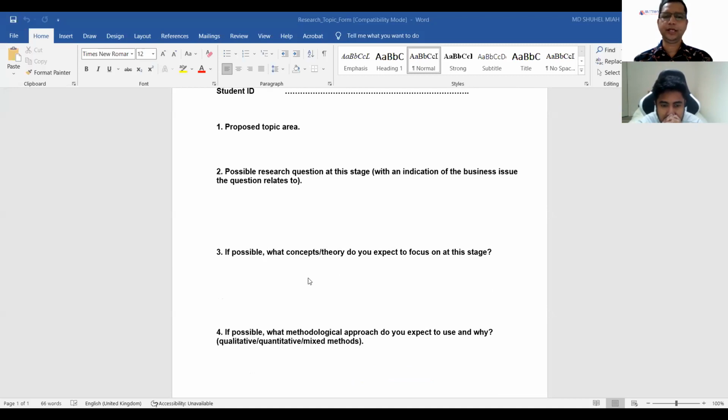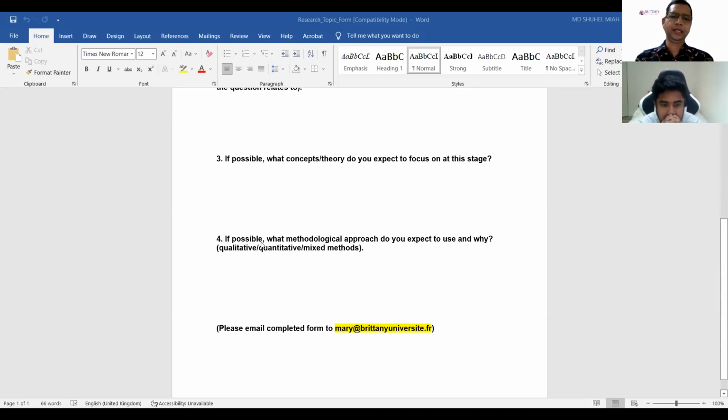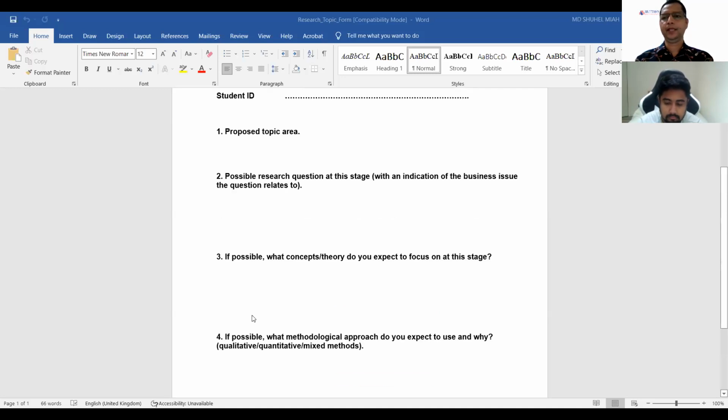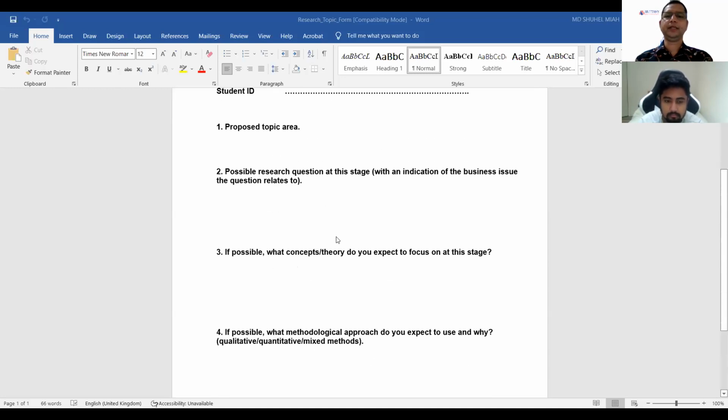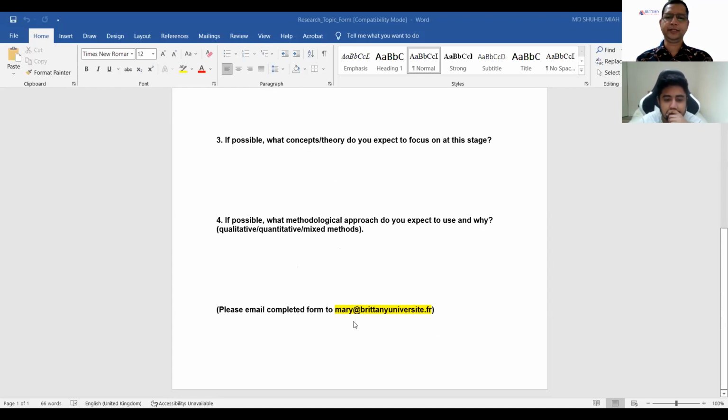Concept or theory you would like to add here. Possible research questions, you can add them because you are very clear now. And if possible, what method you want to do, quantitative or qualitative, you can put it here. And this form, once you complete it, you need to email it to Dr. Mary. She is the coordinator for this program. You can also copy me.